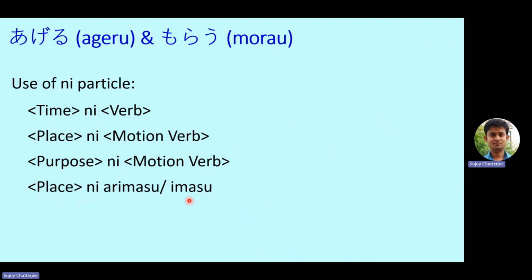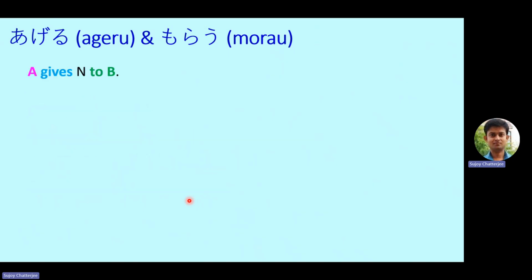Now we will see how we can use the ni particle with agemasu and moraimasu. So A gives N to B. So till now we learned that A gives and A receives. So now let's extend this to some more specific information. A gives to B and A gives N to B. So now how will that look in Japanese? A wa B ni N o ageru. So here there will be an o particle.